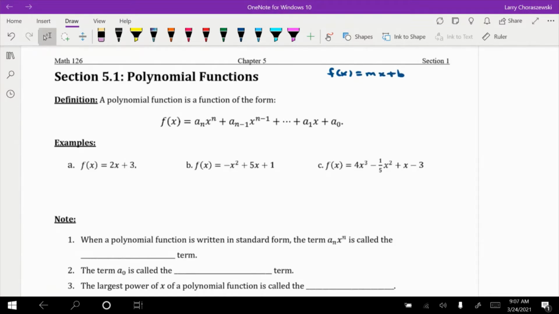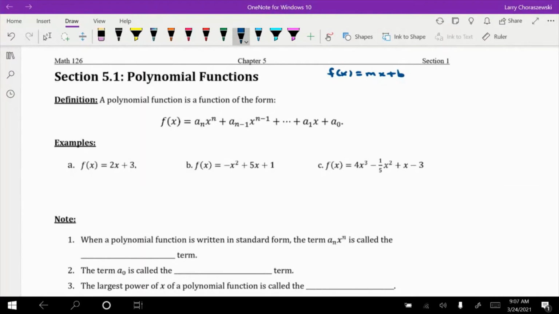This expression would be considered a sum of two monomials. Monomials are basically terms in which you have a number being multiplied to x to a certain power. That's the format of the terms that you're seeing in this general definition of a polynomial function.